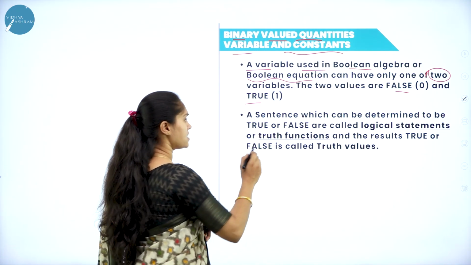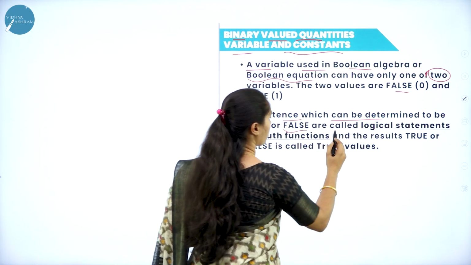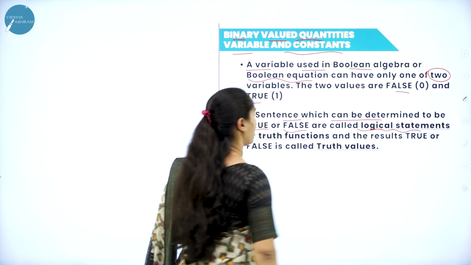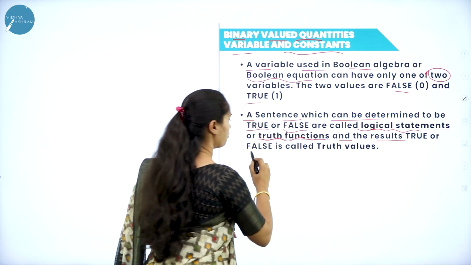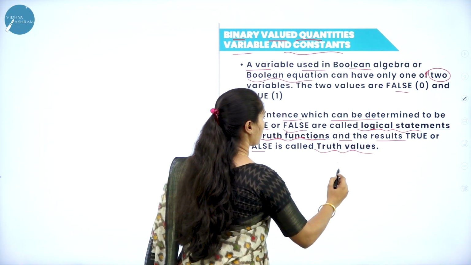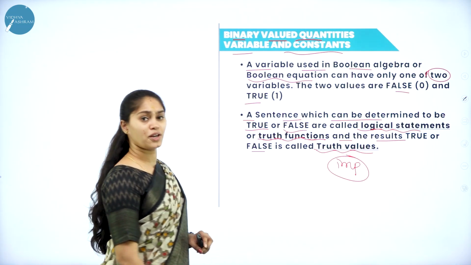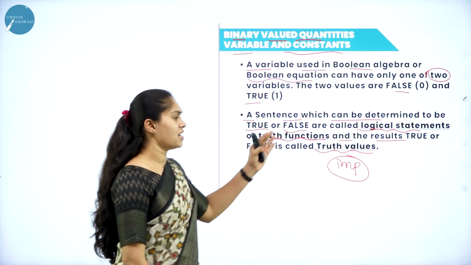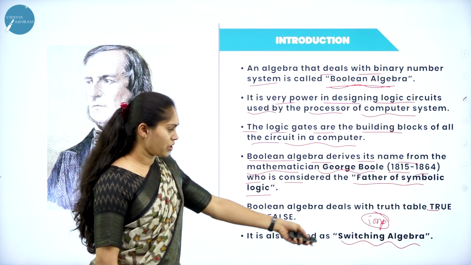So a sentence which can be determined to be true or false is called a logical statement or truth function, and the result true or false is called a truth value. Very, very important question for 1 mark. So what do you mean by truth value? Most frequently asked question nowadays. What do you mean by truth values, and what is the alternative name for Boolean algebra?